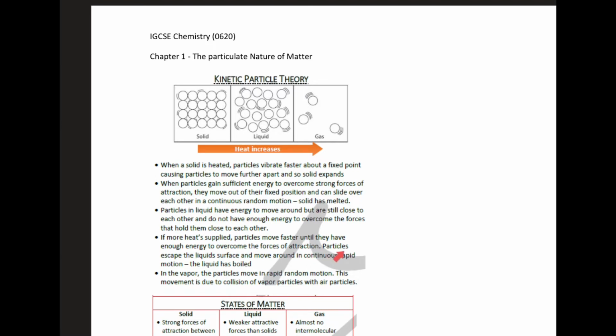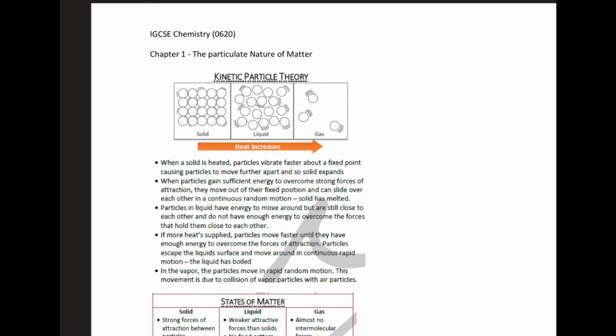The second point is the kind of motion they have. They have continuous rapid motion, that means they move in all directions randomly. So in the vapor, the particles move in rapid random motion. This is the type of motion. This movement is due to collisions of vapor particles with air particles. Okay, so let's move on.